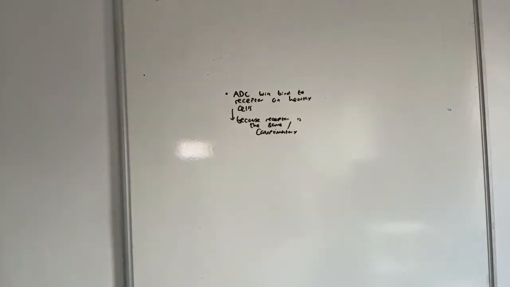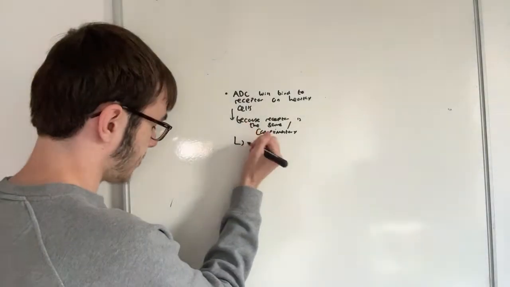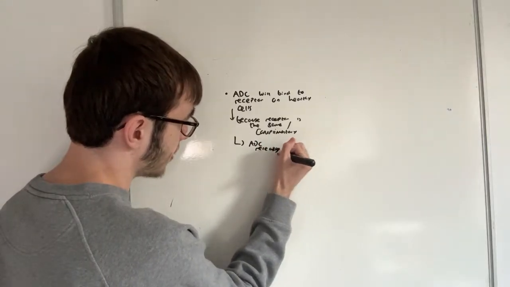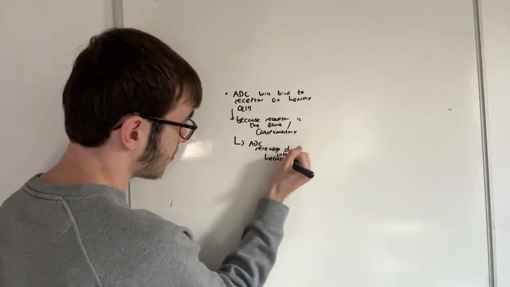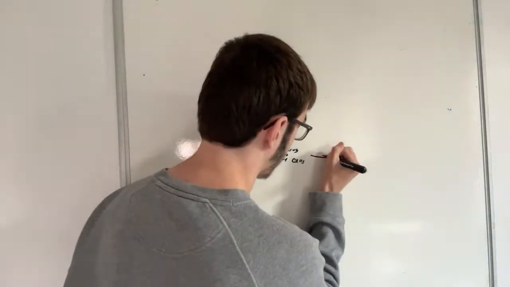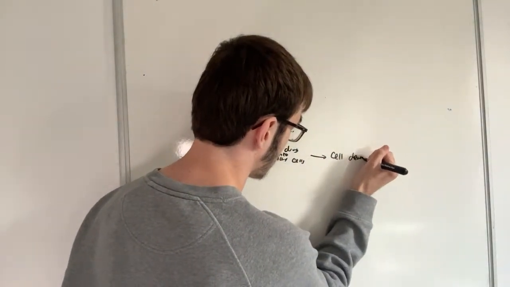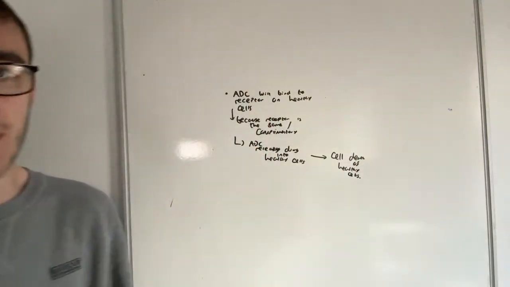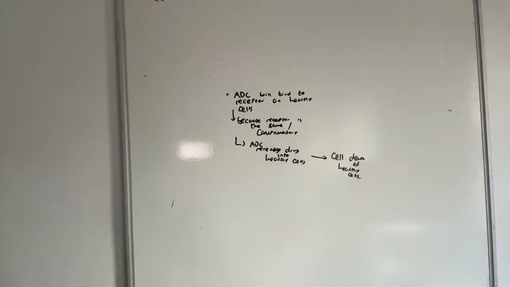And then what we need to say is ADC will release drug killing cells. So then ADC releases drug into healthy cells. And it says that the drug leads to cell death. So we're going to say cell death of healthy cells. Right, that was a very long-winded explanation, but I hope that I got that right.